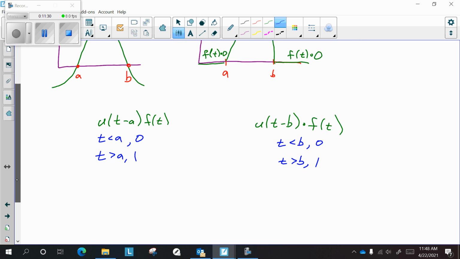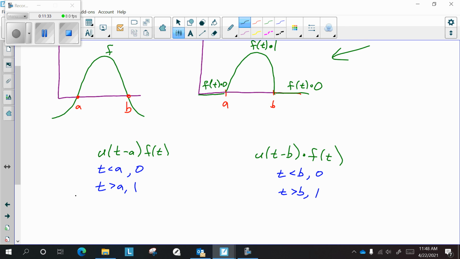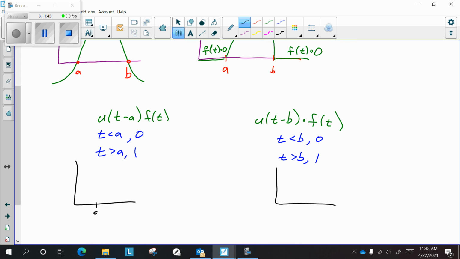So let's see what those graphs would look like. I'll just sketch those real quickly. If we multiply our step times our function, then when we're to the left of a, we're going to have 0. When we're to the right of a, we're going to have our function. So our function is doing this. So that has the left part correct, and it has between a and b, but that includes some stuff over here that we don't want. We don't want that part to the right of b.